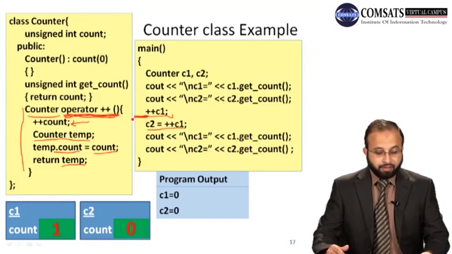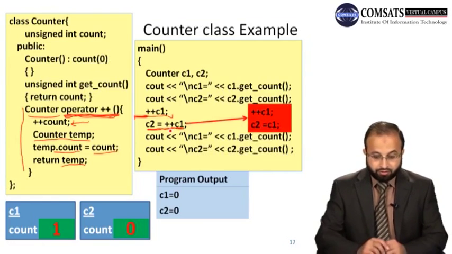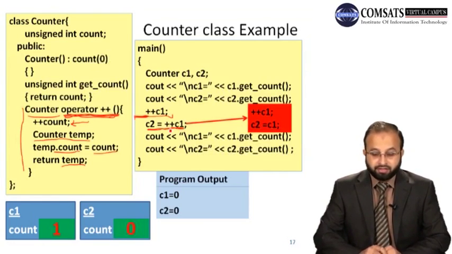So then the next statement is C2 is equal to plus plus C1. Here this is actually the combination of two statements, that is plus plus C1 and then C2 is equal to C1, right?